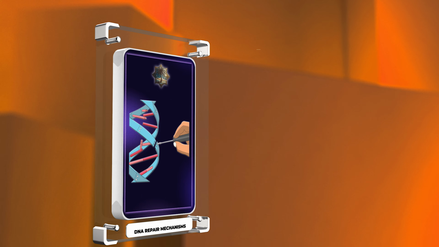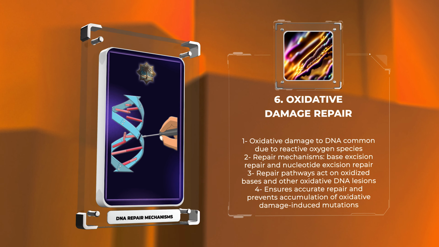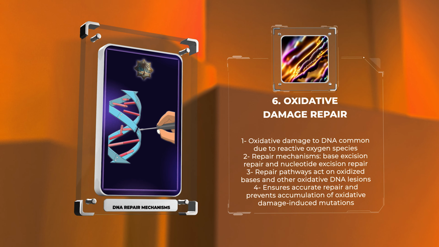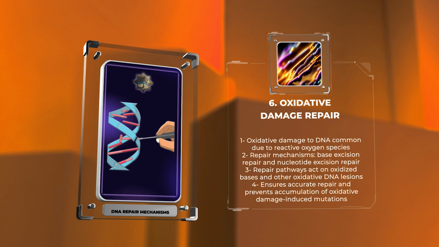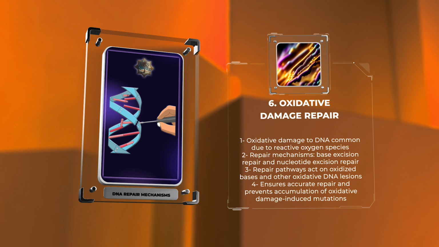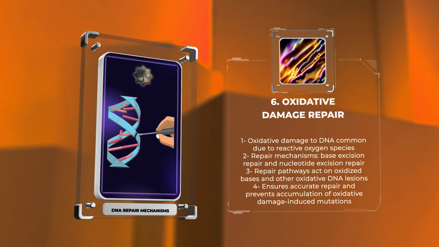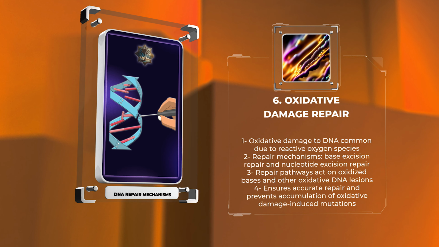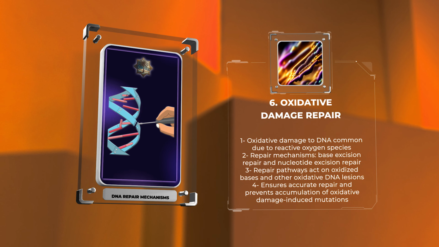Oxidative damage to DNA is a common consequence of reactive oxygen species generated during normal metabolic processes or exposure to environmental factors. To counteract oxidative damage, cells employ various repair mechanisms, including base excision repair and nucleotide excision repair. These pathways act on oxidized bases and other oxidative DNA lesions, ensuring accurate repair and preventing the accumulation of oxidative damage-induced mutations.